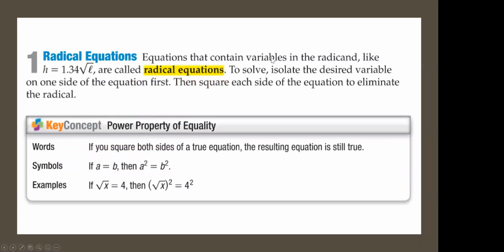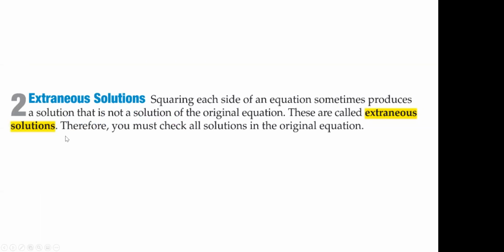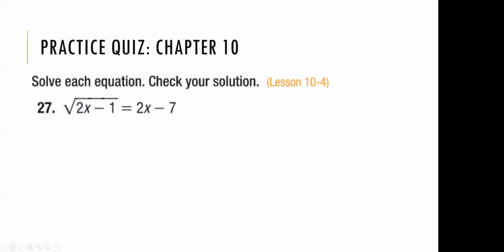All right, so equations that contain variables in the radicand, like h equals 1 over 3400 times radical L, are called radical equations. To solve, isolate the desired variable on one side of the equation first, then square each side of the equation to eliminate the radical. We also have to account for extraneous solutions, so you always want to check your answers. Okay, so let's look at this problem here.